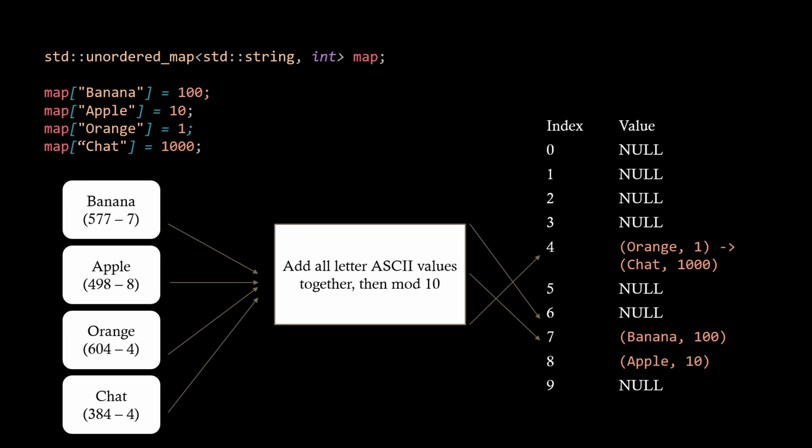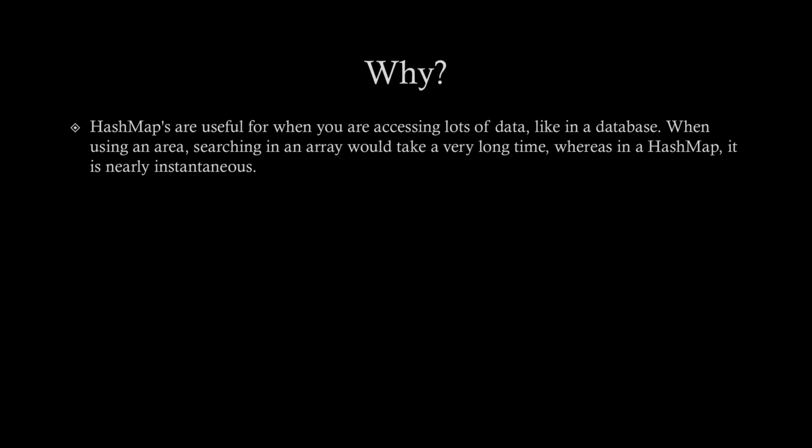So you might be asking also, why use maps? Well, hash maps are useful for when you're accessing a lot of data, like in a database. If you were to use an array, you'd have to loop through each value until you get to the value, right? So that would take O of n time at the very worst, whereas a hash map, on average, would be O of 1, so it'd be very instant, and it would help for accessing data.